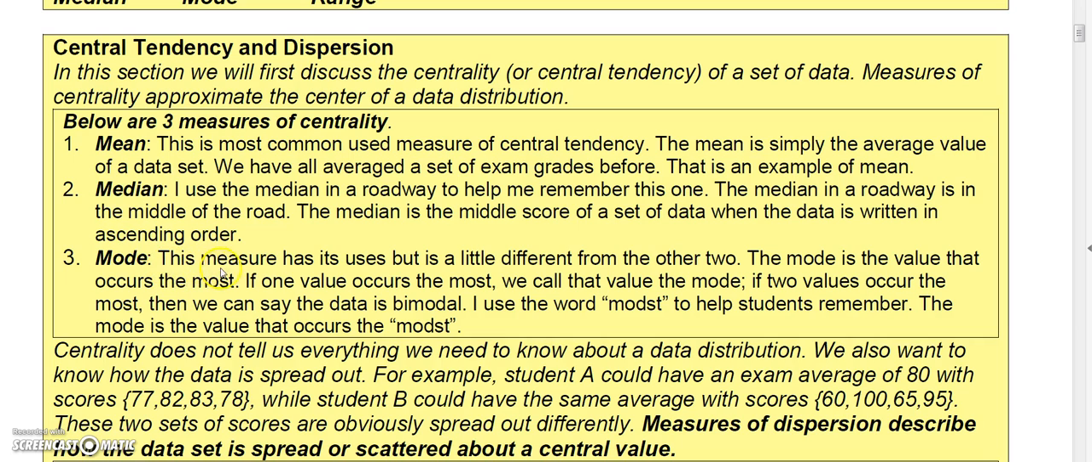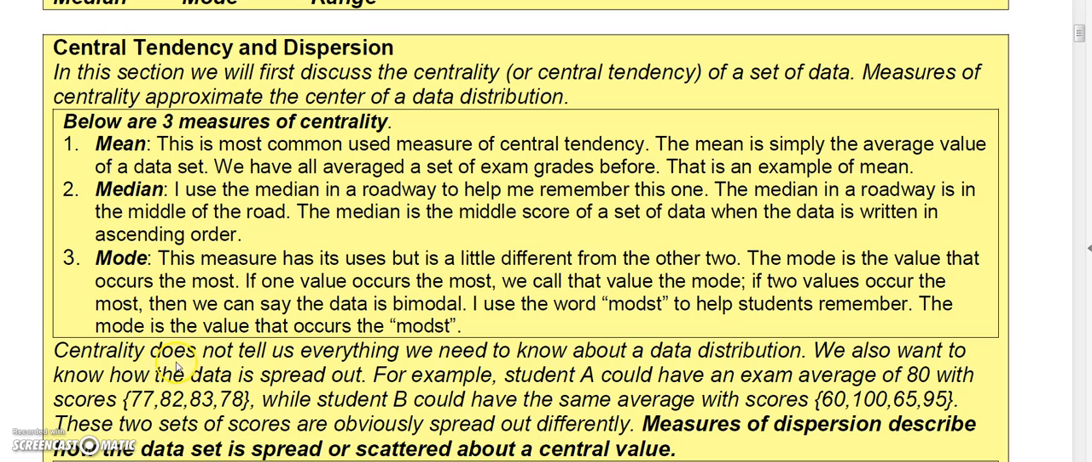And then the mode, this measure has some uses, but it's a little different from the other two. The mode is the value that occurs the most. And one of the ways I help students remember that is I'll use the word most instead of mode. So just think that the mode is the value that occurs the most. And so usually if there is a mode, there might be one mode. Sometimes you can have more than one mode, and in that case we say it's bimodal, but I'll show you an example of a bimodal one later.